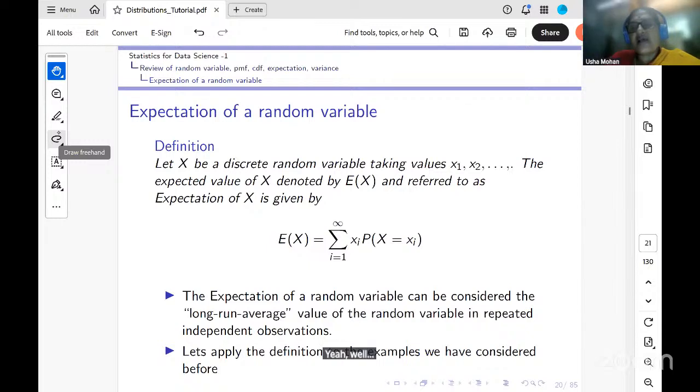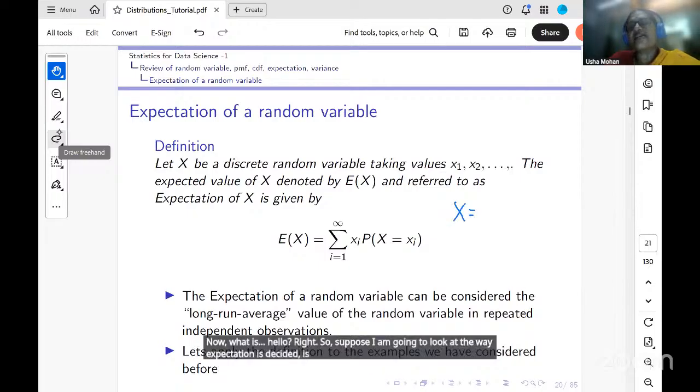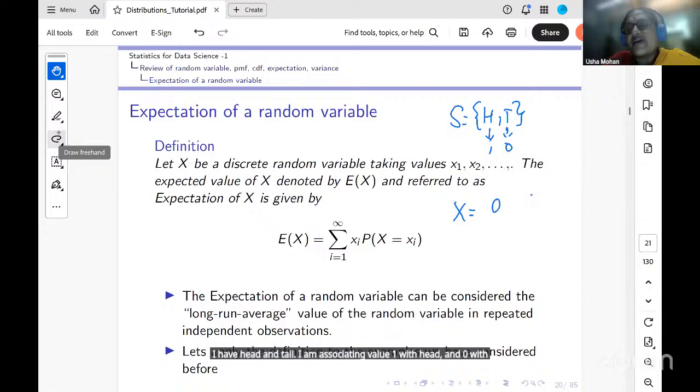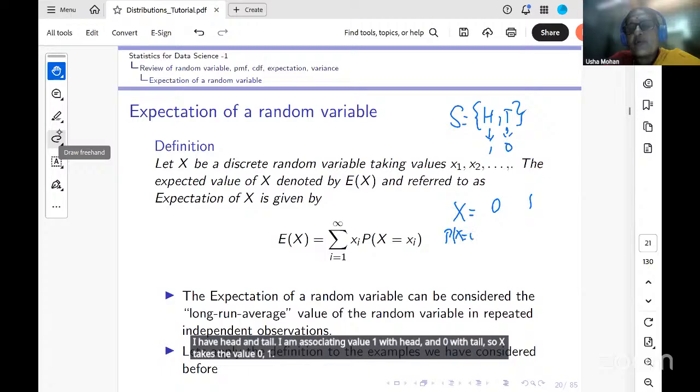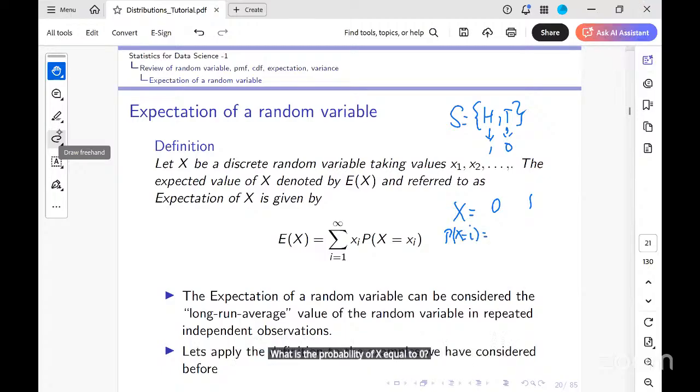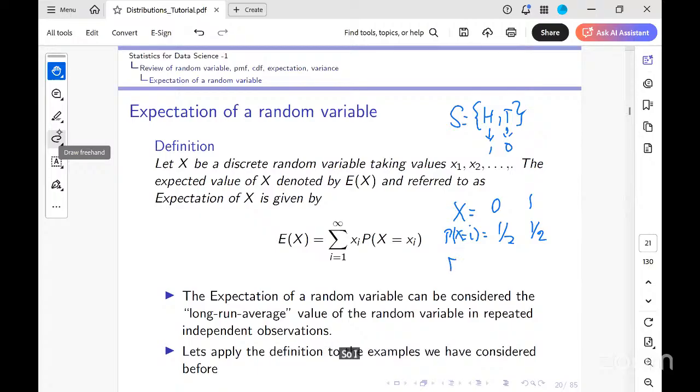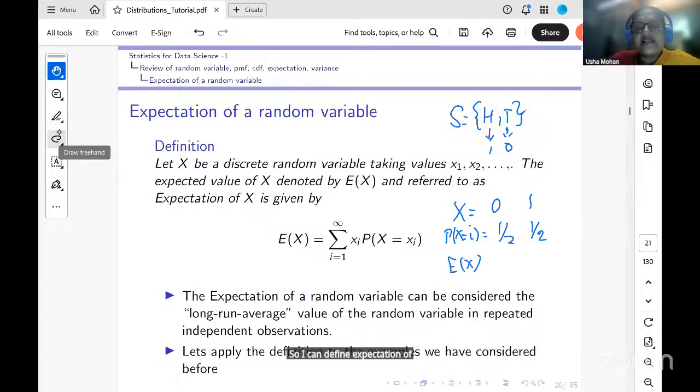Suppose I have a random variable. I'm tossing a coin once. I have head and tail. I am associating the value 1 with head and 0 with tail. So X takes the value 0 or 1. What is the probability of X equal to 0? I'm assuming it's a fair coin. It is going to be 1 by 2. X equal to 1 is again going to be 1 by 2.